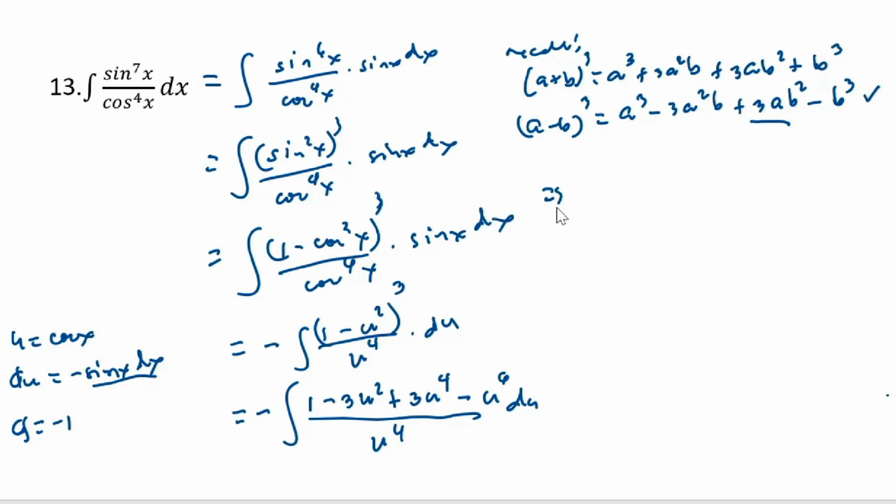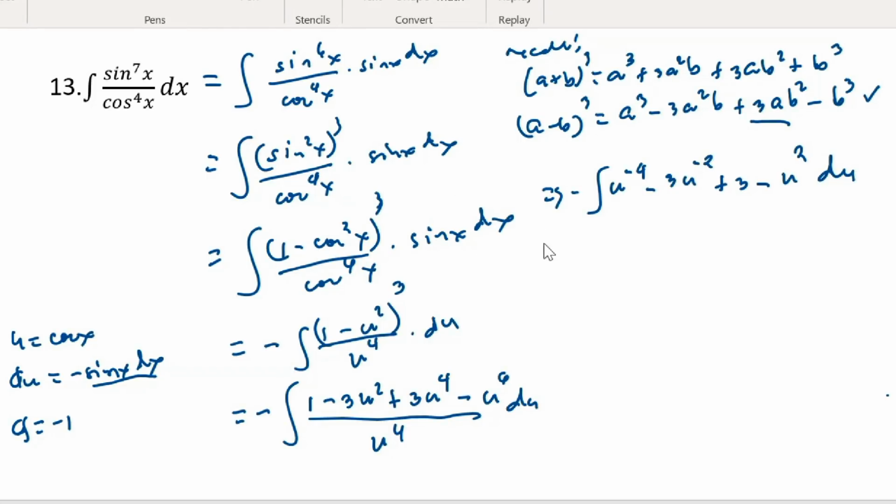So I will just write it here. The negative of u to the power of negative 4 minus 3u to the power of negative 2 plus 3, and then the last term is minus u squared, du.